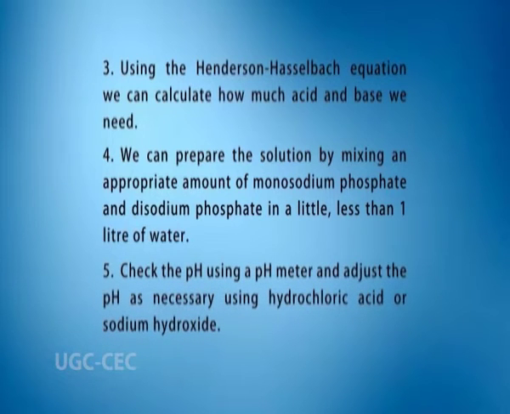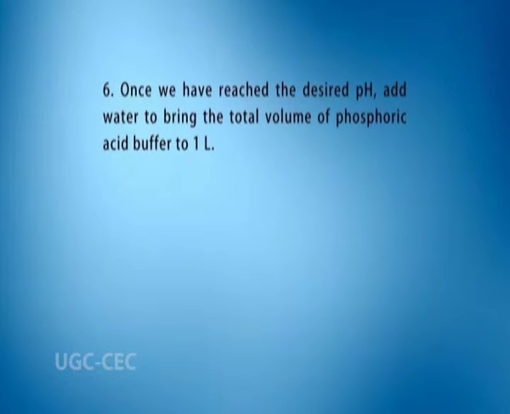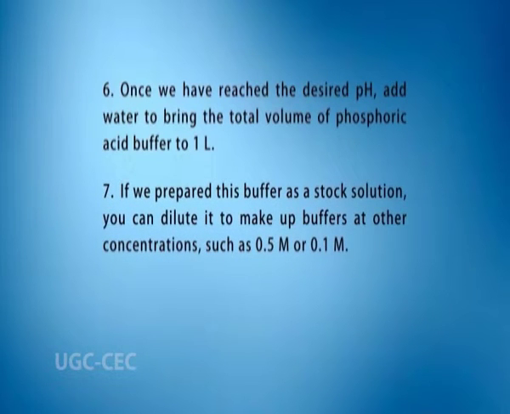Fifth, check the pH using a pH meter and adjust the pH as necessary using hydrochloric acid or sodium hydroxide. Sixth, once we have reached the desired pH, add water to bring the total volume of phosphate buffer to 1 liter. Seventh, if you prepare this buffer as a stock solution, you can dilute it to make up buffers at other concentrations such as 0.5 molar or 0.1 molar.